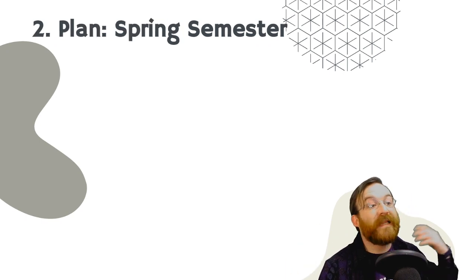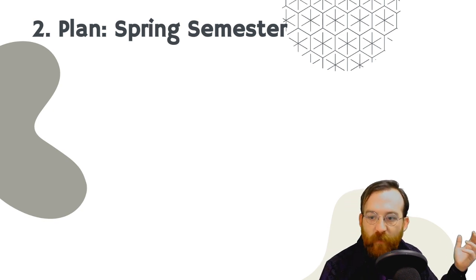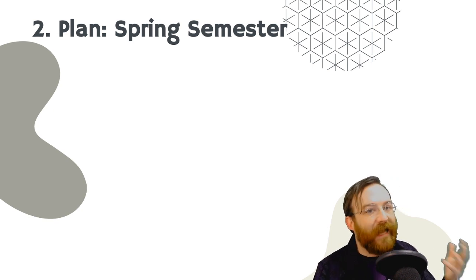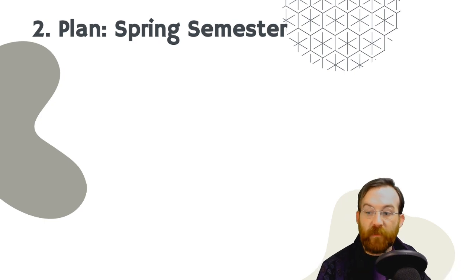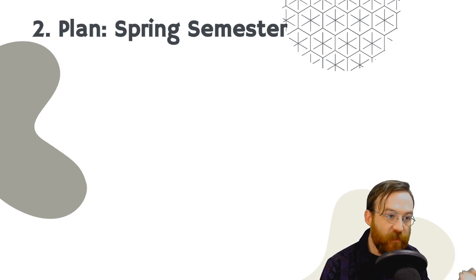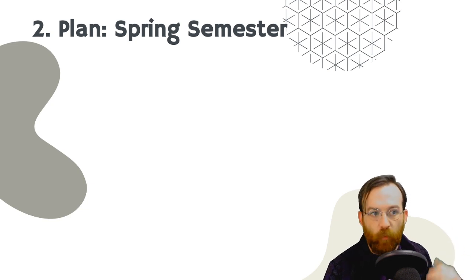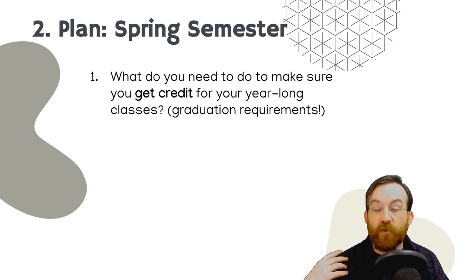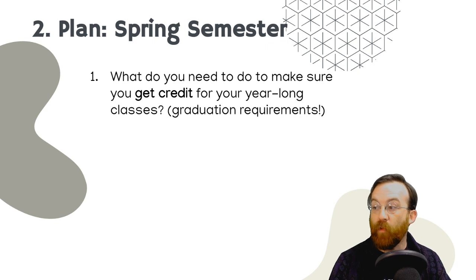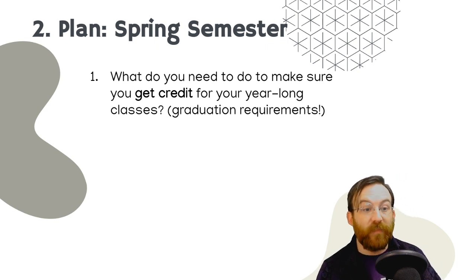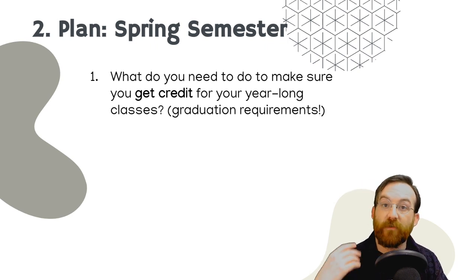And then you're going to plan. You're going to think ahead to the rest of the semester. Knowing what you know about how you did during the first semester will inform your plan for the spring semester. So the first thing to think about is, if you lost credit, which we're going to talk more about here in a minute, what do you need to do to make sure you get that credit? And what are you doing to make sure that you are completing graduation requirements, which credits are?